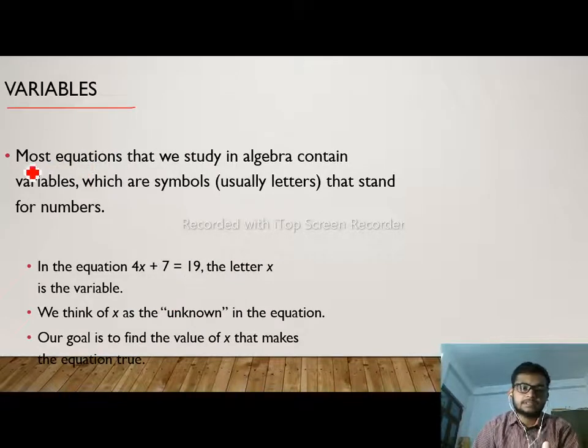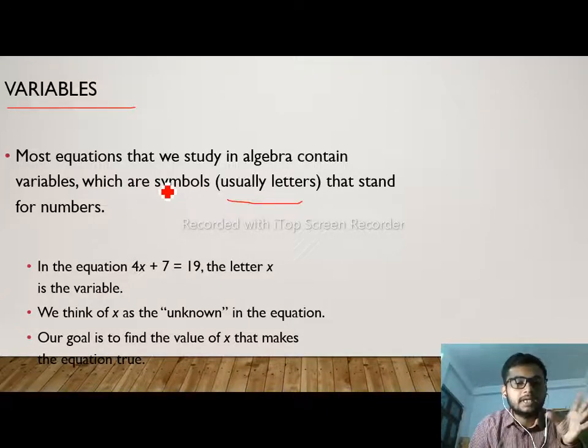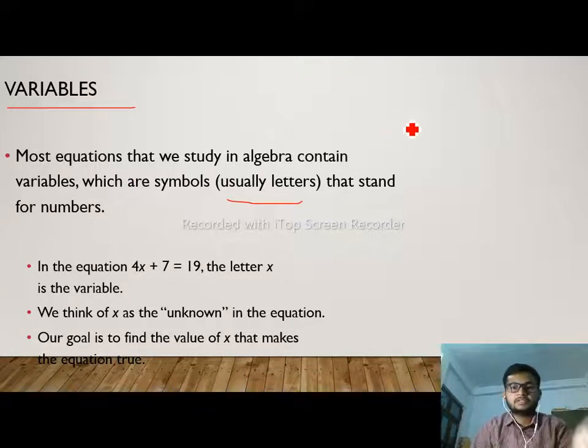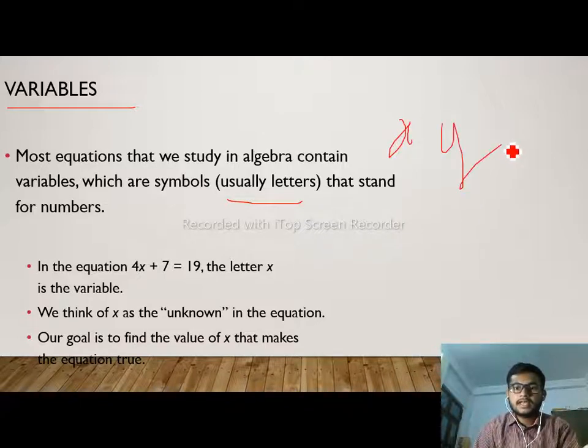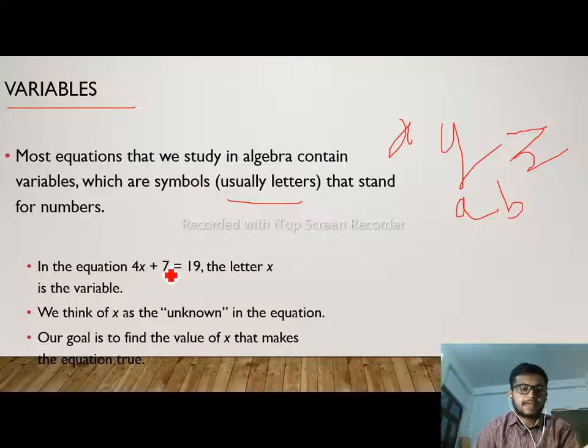What are variables? Most equations that we study in algebra contain variables, which are symbols, usually letters, that stand for numbers. Variables are the symbols, usually letters, that stand for numbers. For example, x, y, z, a, b are variables which you can vary, which you can change, which are not fixed.